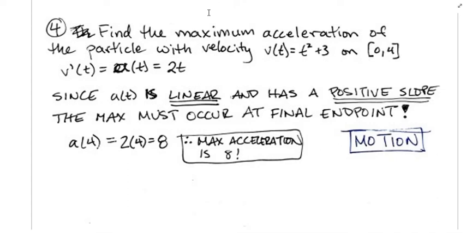So let's do this other problem on motion. We're asked to find the maximum acceleration of the particle. It's got a velocity given by this function. So we need to find the maximum acceleration. Now we're going to have to tie it into some other stuff we did on the graphs of derivatives. We're going to have to find maxes and mins.